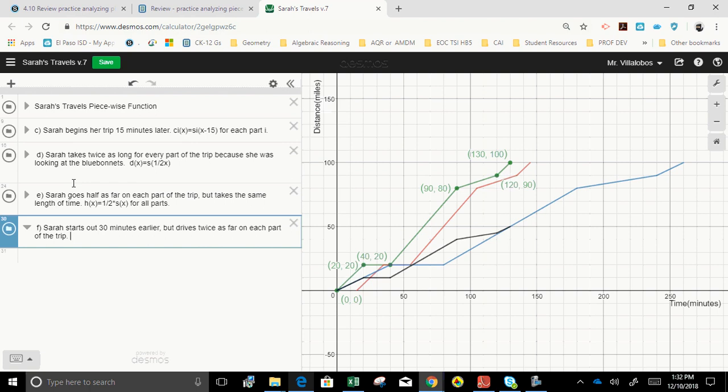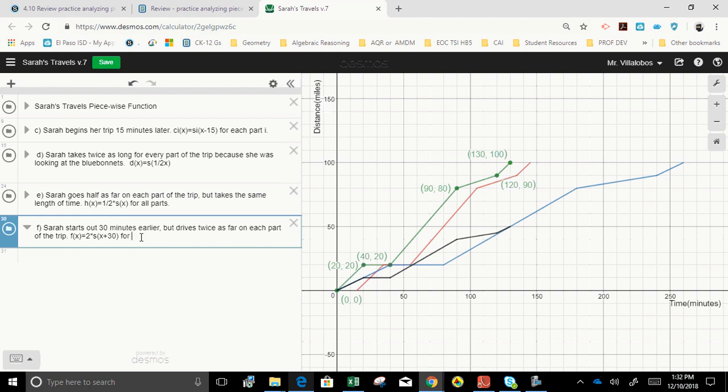X. So f of X, and what does twice as far mean? Times 2 of what? Of the thing. So I'm going to add 30 minutes to X and then double it. And that will take care of that. Like that. For each part.